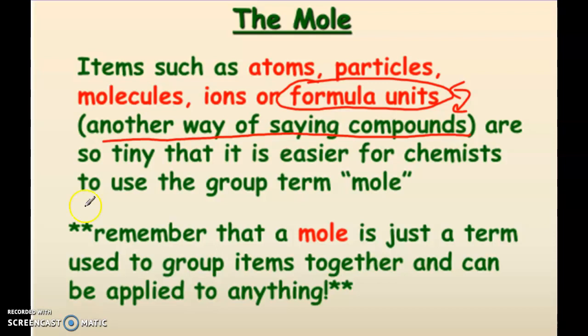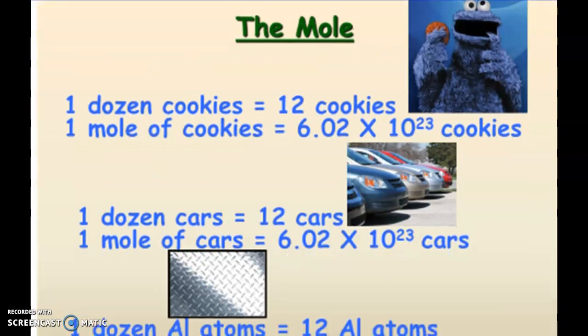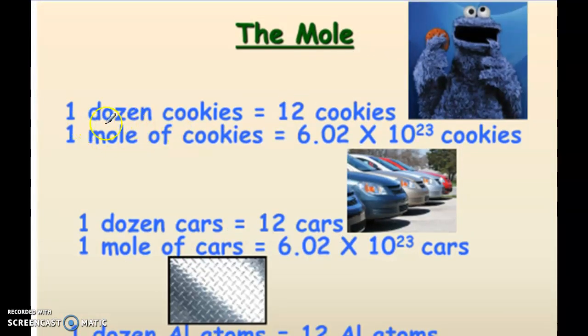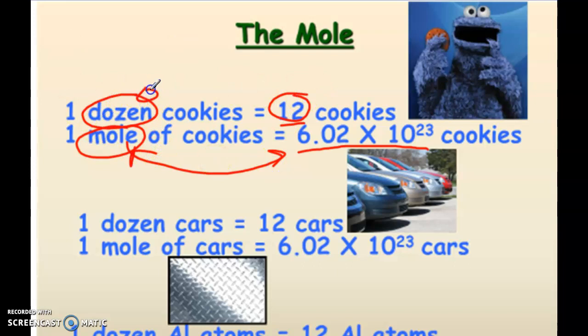Okay, but remember, technically we can use the word mole for anything, just like I can use the word dozen for anything, and pair for anything, right? A pair of eyes, a pair of socks, a pair of gloves. You can apply that word to anything. So here are some examples. 1 dozen cookies is equal to 12 cookies. Well, 1 mole worth of cookies is 6.02 times 10 to the 23 cookies. It's just a word and a number. A word and a number.